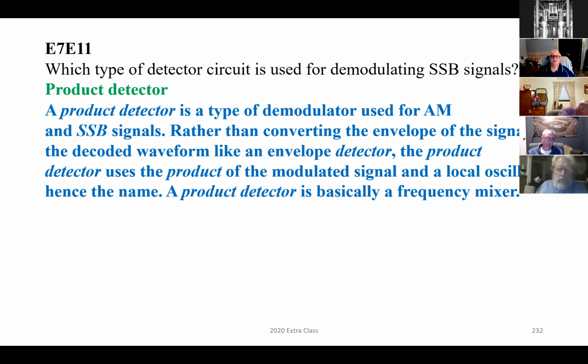Okay, what type of detector circuit is used for demodulating single sideband signals? That would be a product detector. A product detector is a type of demodulator used for AM and single sideband signals. Rather than converting the envelope of the signal into a decoded waveform like an envelope detector, the product detector uses the product of the modulated signal and a local oscillator, hence the name. A product detector is basically a frequency mixer.